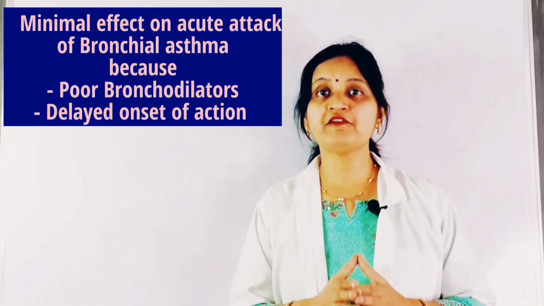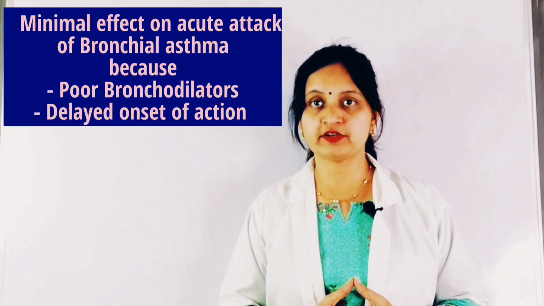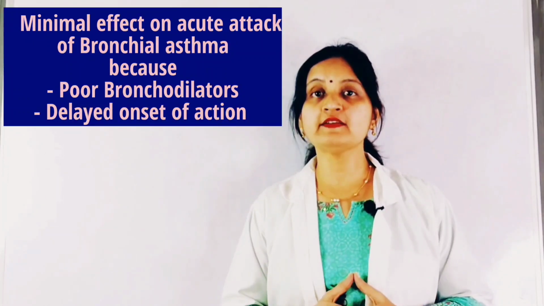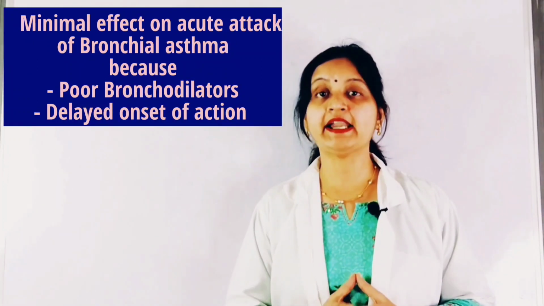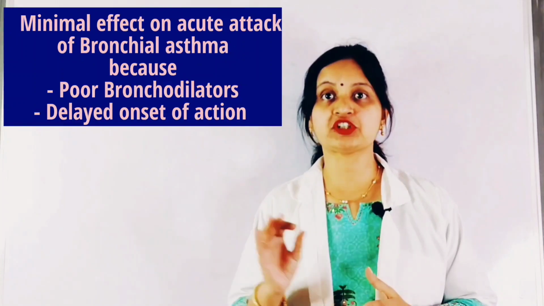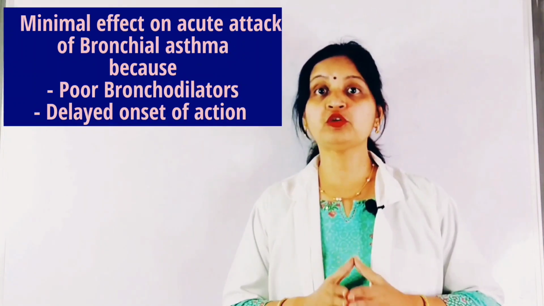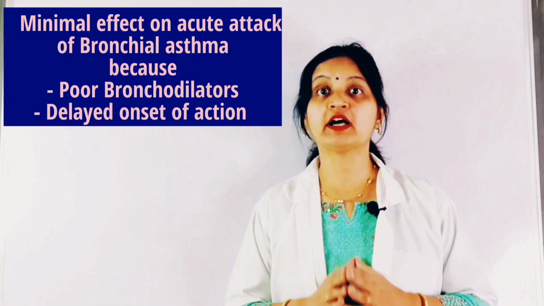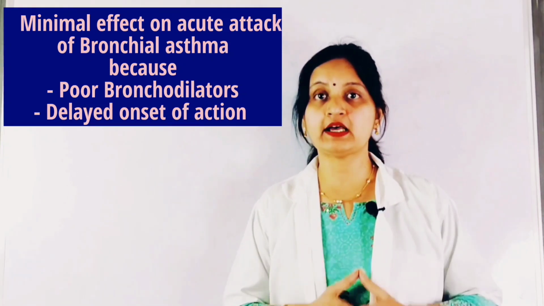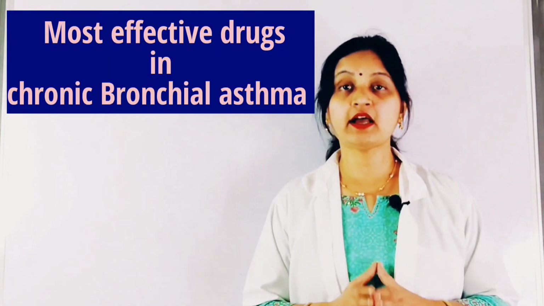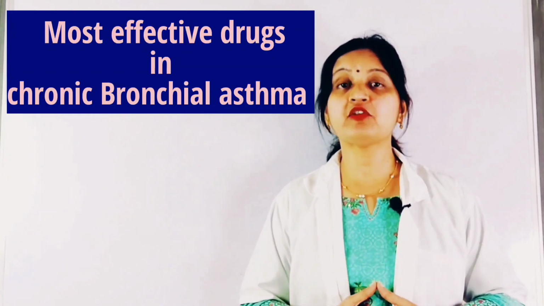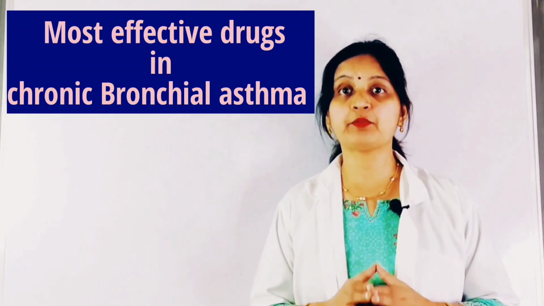Glucocorticoids have minimal effect on acute bronchoconstriction. This is because they are poor bronchodilators and have a delayed onset of action. Therefore, they are not useful drugs for the management of acute attack of bronchial asthma. However, they are considered to be the most effective drug for the management of chronic bronchial asthma.